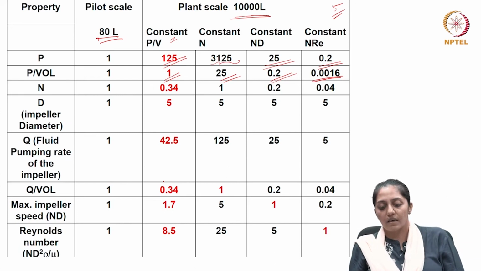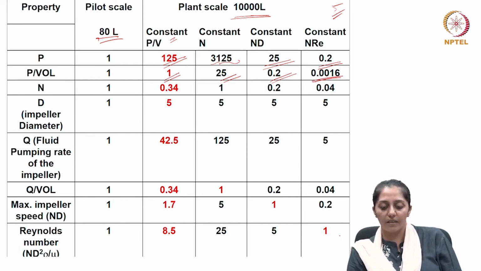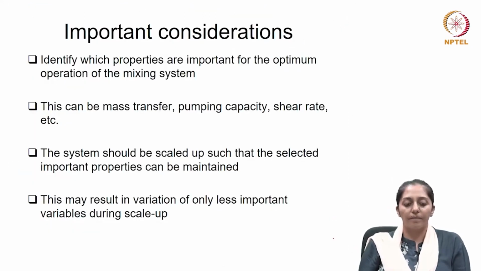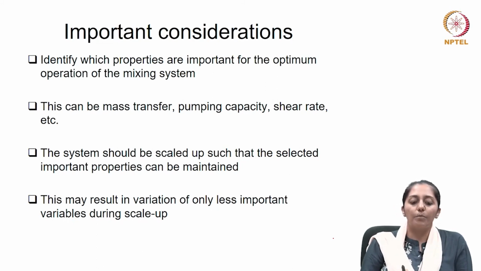So, in this case, I find that when we keep constant NRe, the fold change is minimum in most of the properties. So, what are the important considerations? First, we need to identify which properties are important for the optimum operation of the mixing system. Now, this can be mass transfer or pumping capacity or shear rate or any other such factors. The system should be scaled up such that the selected important property can be maintained so as to bring about reproducibility, although this may result in variation of less important properties during scale up.